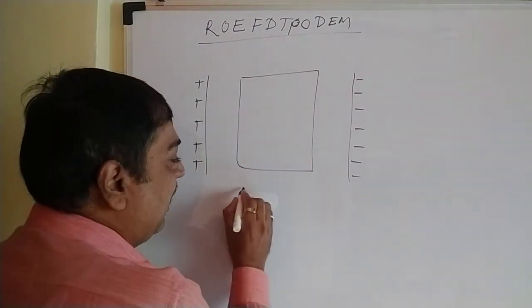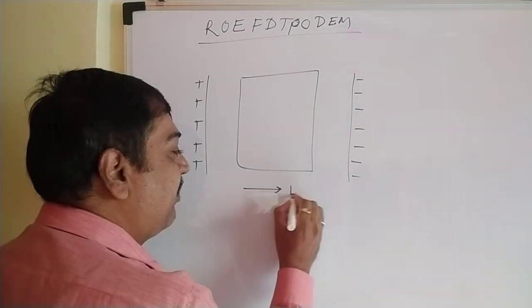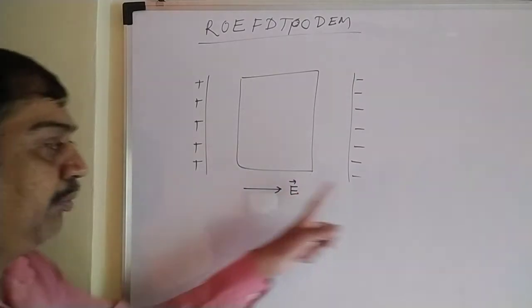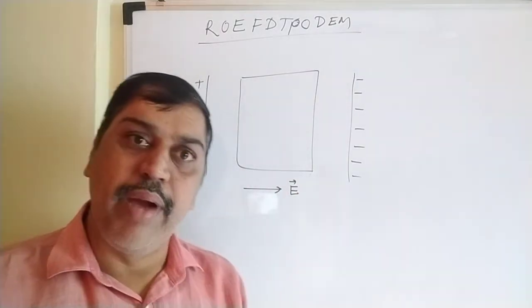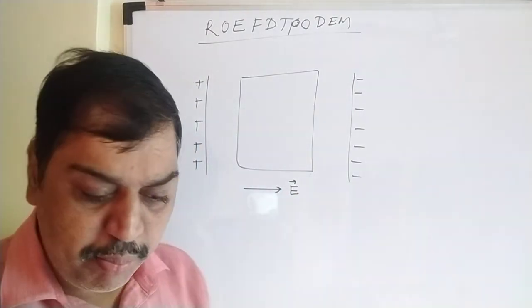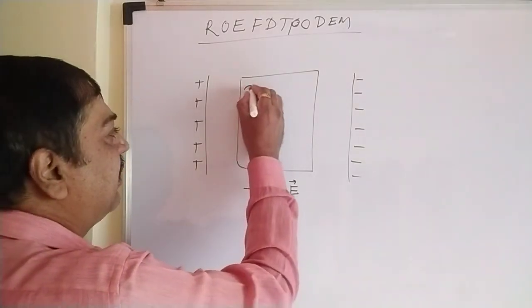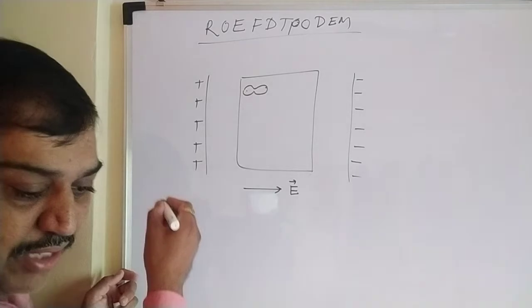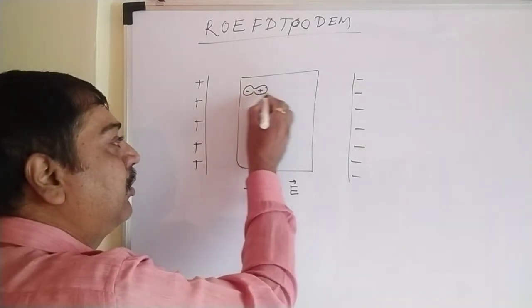So we have applied an electric field in this direction, represented by E. The electric field is applied in terms of these two plates. But we know whatever the material, polar or non-polar, when kept in an electric field, it starts separating like this: plus to this side, minus to this side.